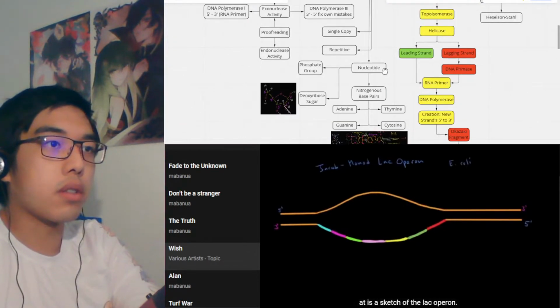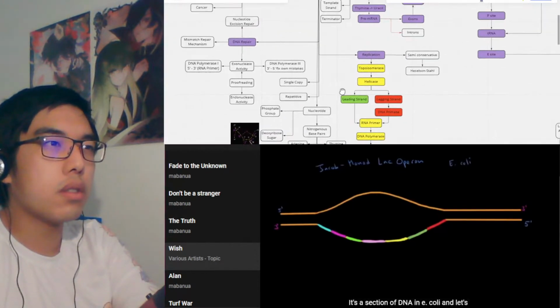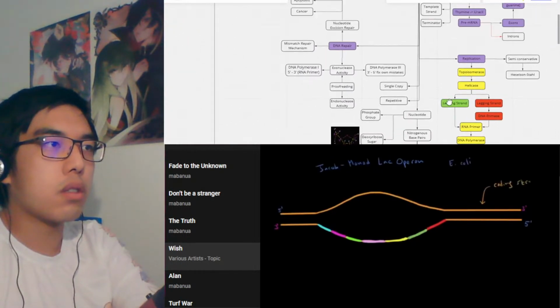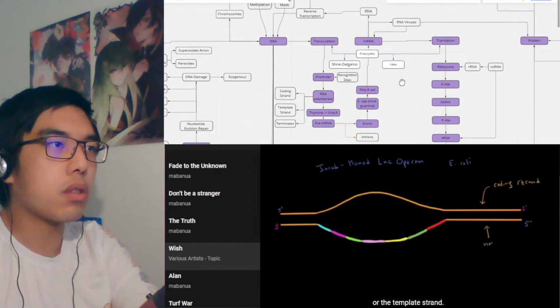And the picture that you're looking at is the strand of the lac operon. It's a section of DNA in E. coli. And let's just label the diagram so that we orient ourselves. So let's say that this is the coding strand, which means that this is the non-coding or the template strand.